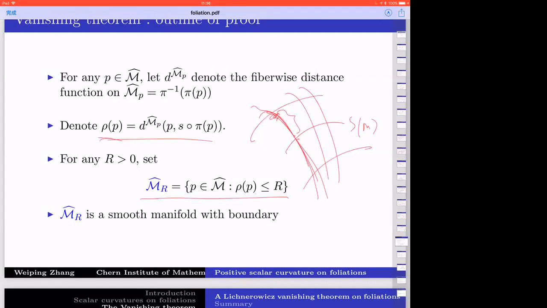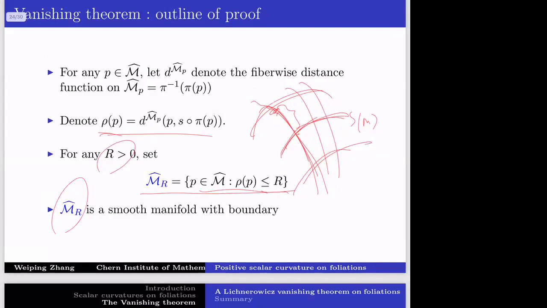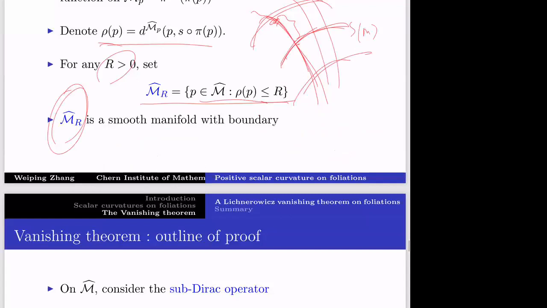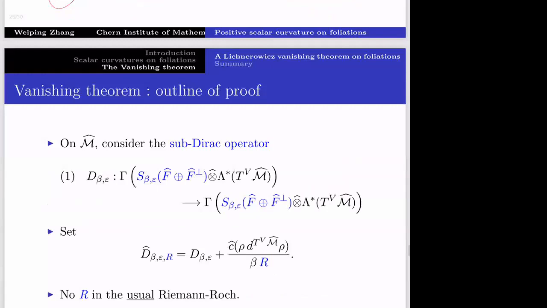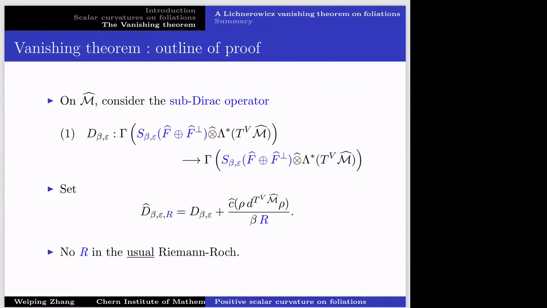This will be a disk bundle. Each fiber is a disk of radius R. This you get a smooth manifold with boundary, on which we will work on the index theory. We try to generalize the Lichnerowicz argument to this big manifold with boundary. But since M is non-compact, we will do something like in the localization of index theory. Still on this one, since F plus F orthogonal equals pi star TM, this one is spin. So we can construct a spin Dirac operator with this spin structure.